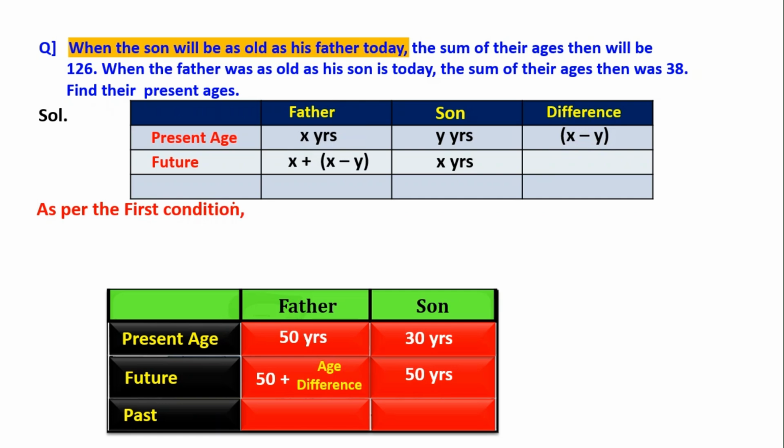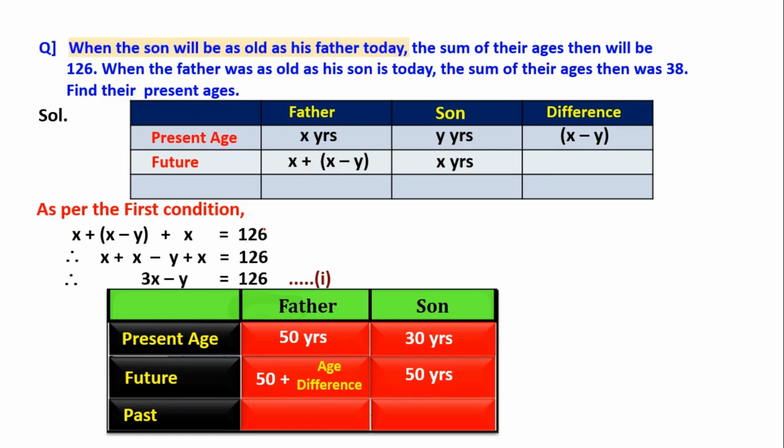Now, as per the first condition, when the son will be as old as his father today, the father's age is x plus x minus y, plus the son's age, that is x years, is equal to 126. That is equation number 1. So it means 3x minus y is equal to 126.